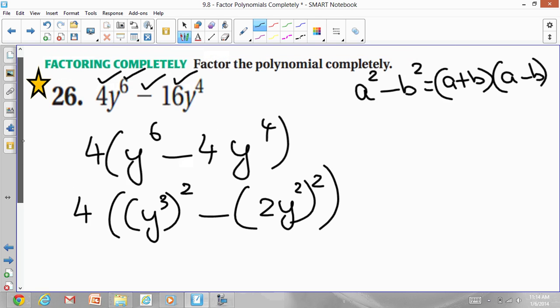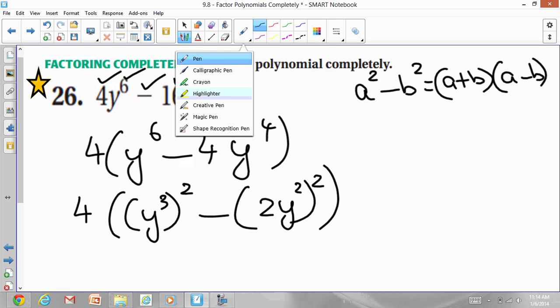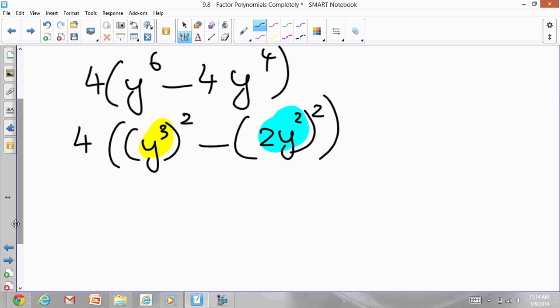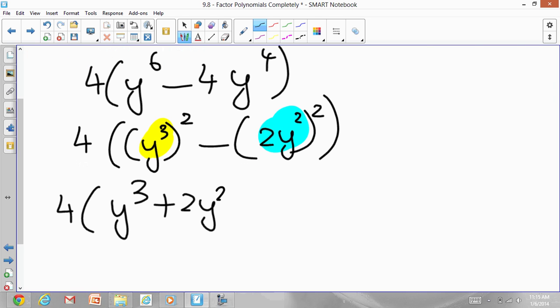So if you look at a squared minus b squared, your a is y cubed, your b is 2y squared. So basically this turns out to be 4 times (y cubed plus 2y squared), open close, (y cubed minus 2y squared), open close, which will be the final answer.